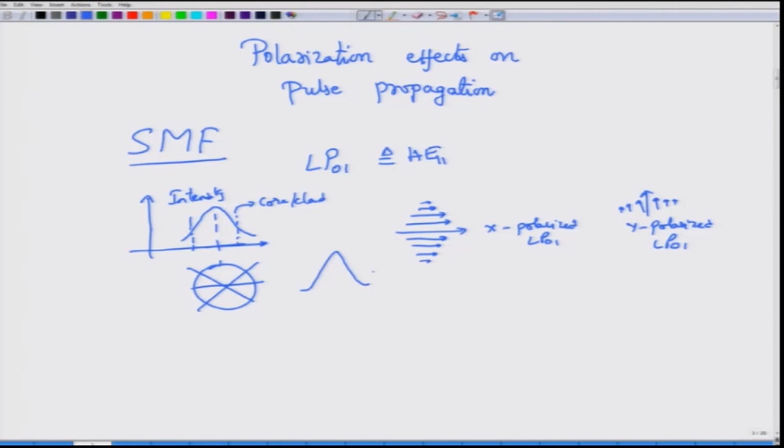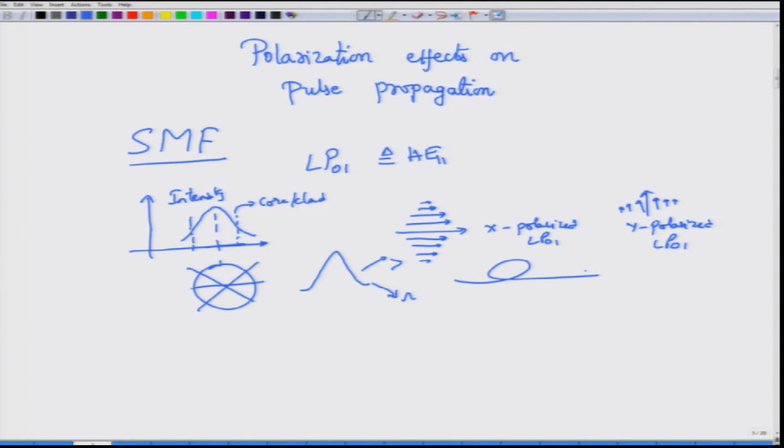If you were to launch an input which has some portion in X polarization and some portion in Y polarization, because these two polarizations are not interacting with each other, the portion of the pulse in the X polarization would come out independently, and the Y polarization portion would also come out independently, and they both will arrive at the same point. This is very important, because when you launch a pulse and it breaks up into an X polarized pulse and a Y polarized pulse, I am just showing this in a pictorial manner.